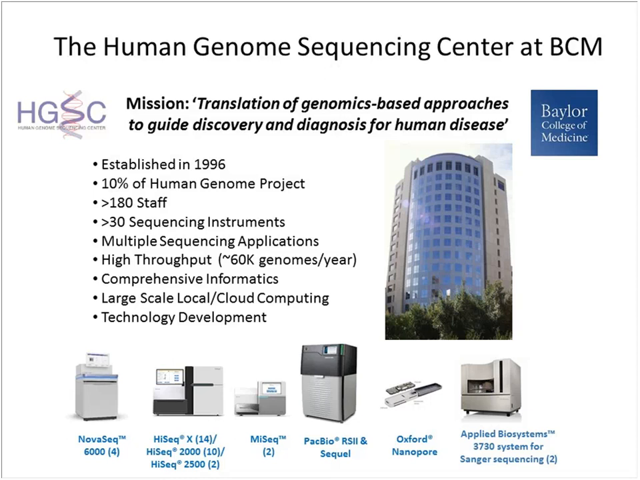The Illumina sequencing instruments are for short-read sequencing, and meanwhile we have PacBio RS II and Sequel, and Oxford Nanopore for long-read sequencing. Furthermore, we have 2 3730 Sanger sequencing instruments for variant analysis. With these instruments, we can process more than 60,000 genomes per year.